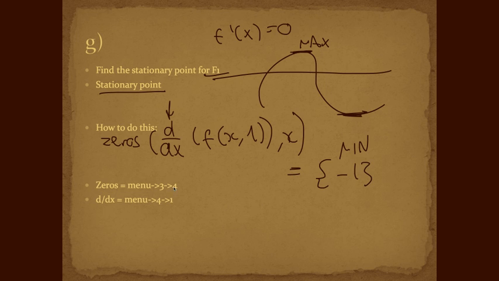How to write it? Zeros is menu 3-4, d over dx is menu 4-1. Now, when you've got this, you still have to find the y value, so you just put in f of -1, comma, 1. The answer you will get is e. So your stationary point is at the values -1, comma, e.